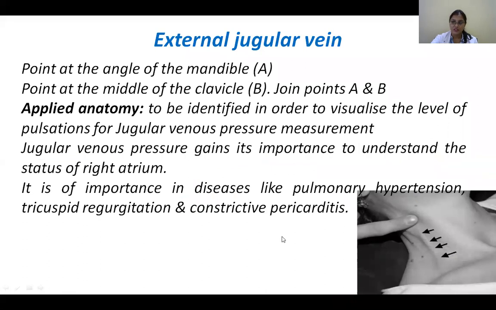Then the external jugular vein. You are very good at physiology, so you must know your jugular venous pulse and how to see it. Here, for the external jugular vein, this is the angle of the mandible, and then the middle of the clavicle. You just join them, and you get your external jugular vein. When you're checking JVP, the patient is in a semi-reclined position, and you look at where the angle of the mandible is; that's the region where you should check for your external jugular.